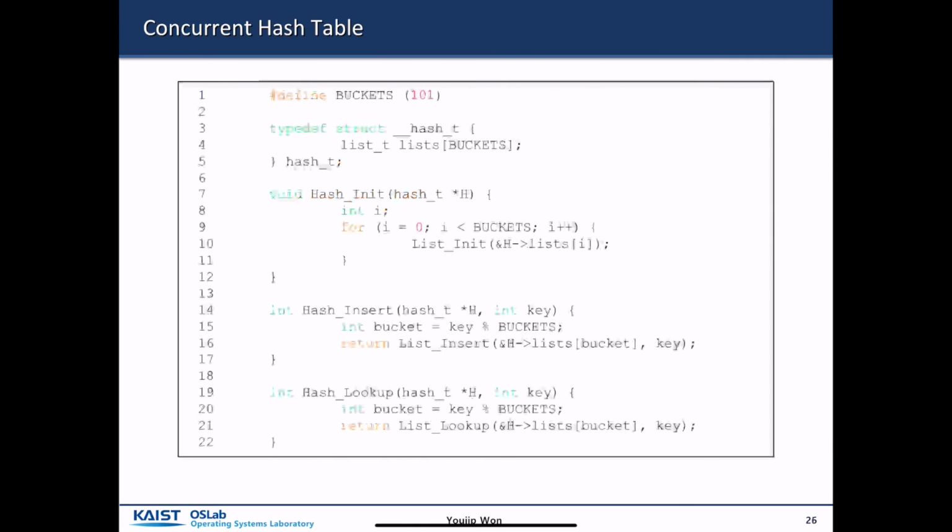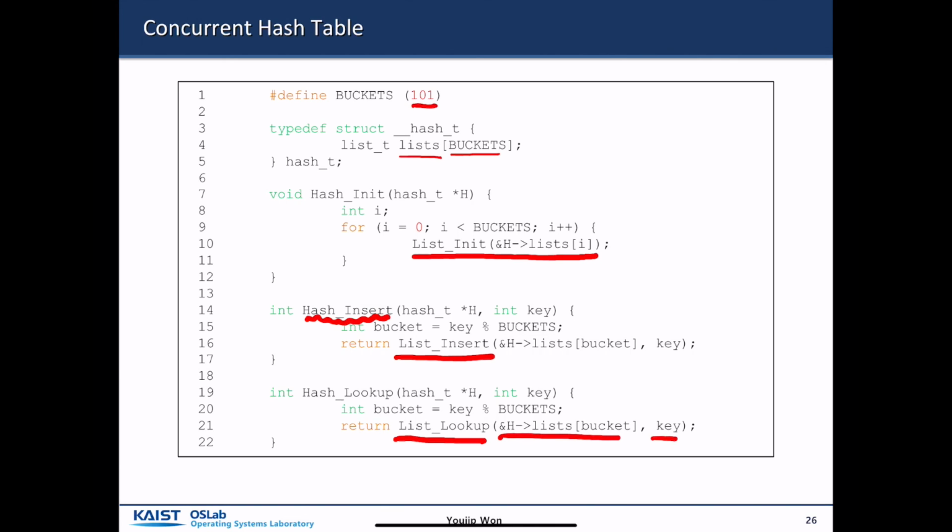So this is the hash table data structure. It's a lists array, and the number of elements in the array is defined as buckets, and currently it is defined as 101. And in the initialization function, it initializes the individual linked lists in the hash table. And the hash insert is the same as the insert operation on a single linked list. So it calls the list insert operation. And hash lookup is the same. It is a list lookup for a specific hash bucket. So it's basically a list operation.